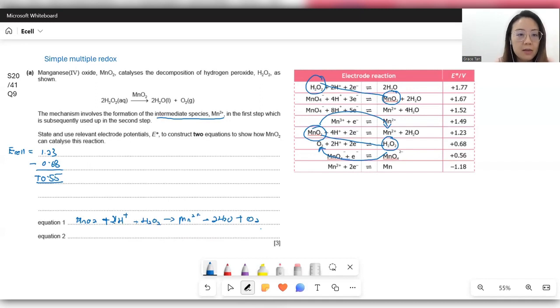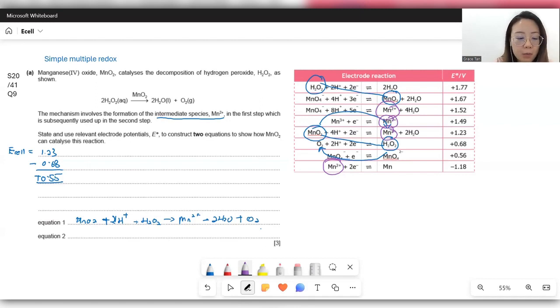Now then, since your intermediate is Mn2 plus, they already say that you need to subsequently use it in the second step. So now we want to go and find all the Mn2 plus. Okay, Mn2 plus, Mn2 plus, Mn2 plus. We will just circle all the Mn2 plus in the most positive to most negative arrangement in the table.